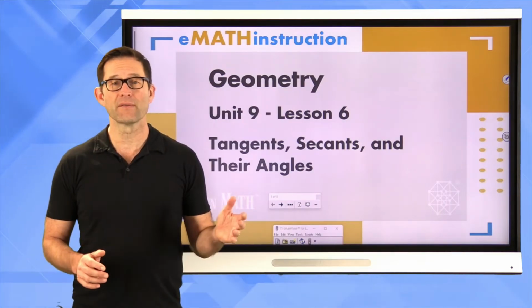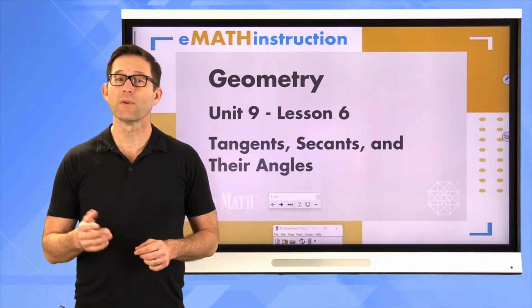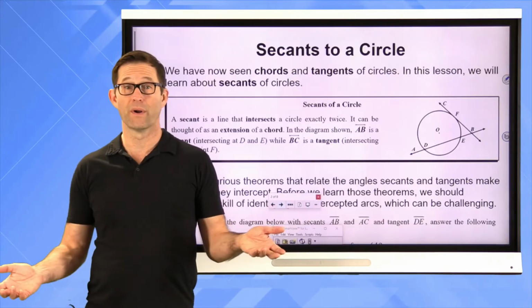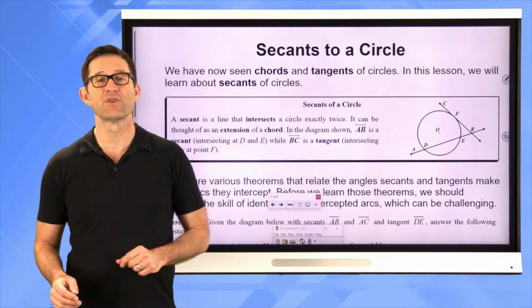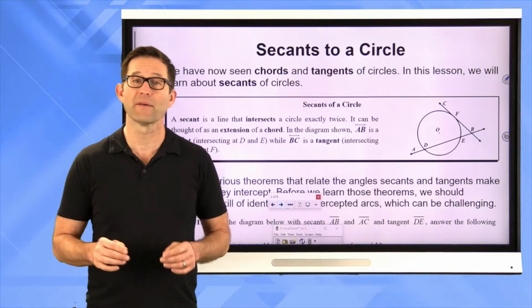Now we've already talked about tangents, we've talked about chords, but secants will be a new thing for us. So let's begin by discussing what a secant is. So, secants to a circle. We've now seen chords and tangents of circles, and in this lesson we will learn about secants.